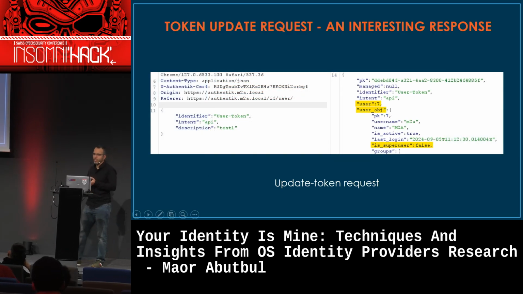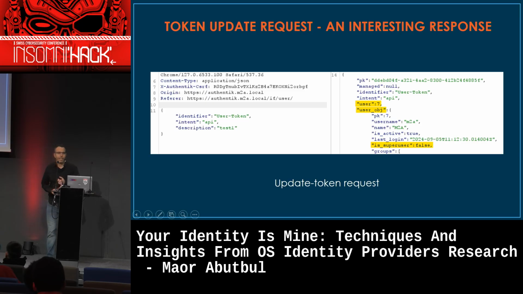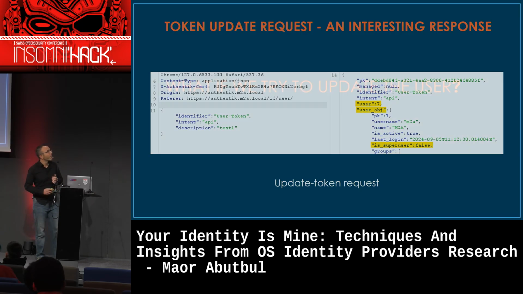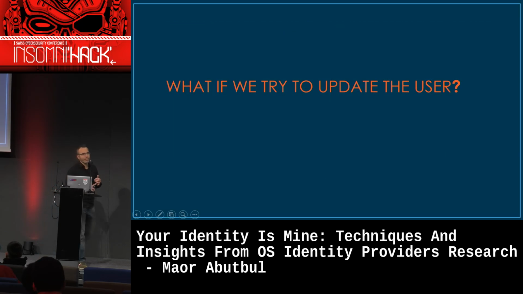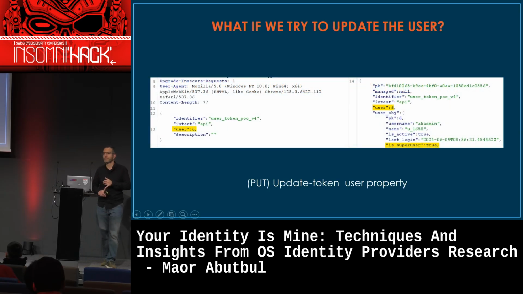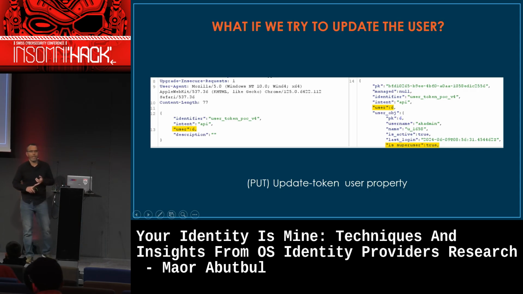When updating the token, we noticed an interesting JSON key in the response, the user object. That led us to think, what if we try to update the user? So we added the user key and set the value to 6. This request returns a valid response, and the user key is updated.